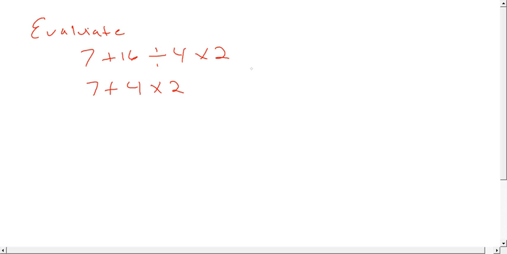And again, what did I do? I divided 16 by 4 first. As I look at the problem again, I see 7 plus 4 times 2. So my next step would be to multiply 4 times 2. That's going to give me 7 plus 8.